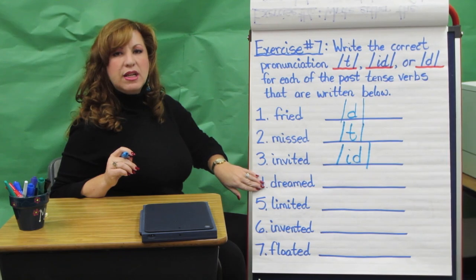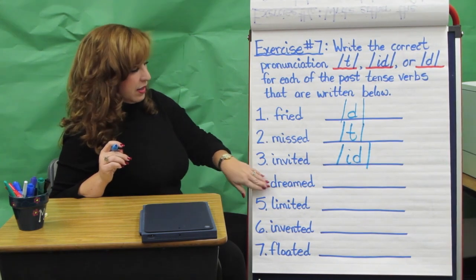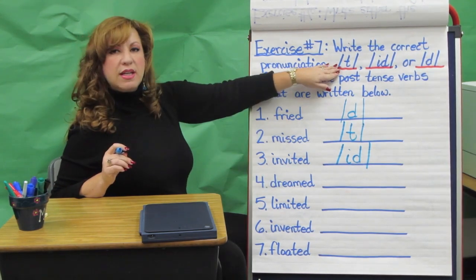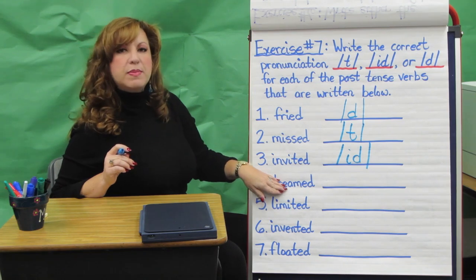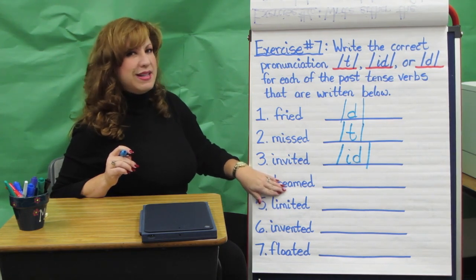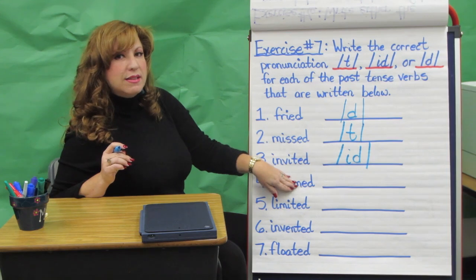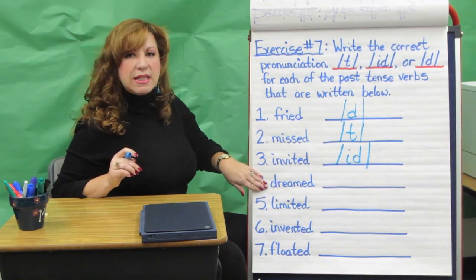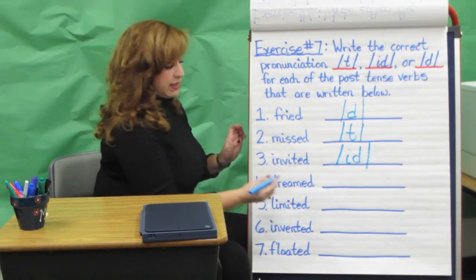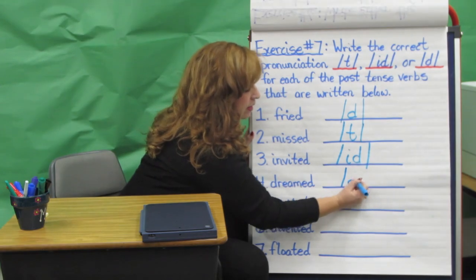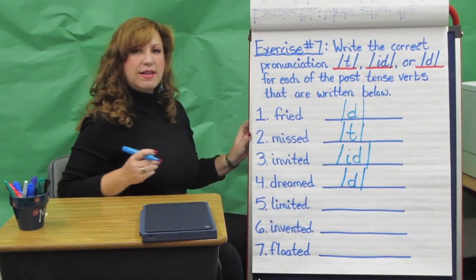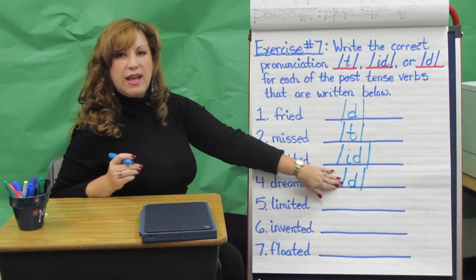Number 4, dreamed. So if we try the t sound, dreamed, it doesn't sound correct. If you said d, you are correct. It sounds like d at the end.